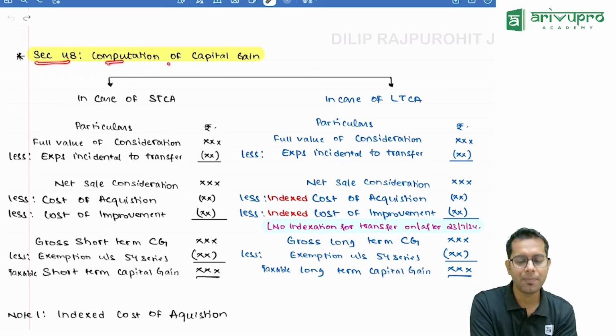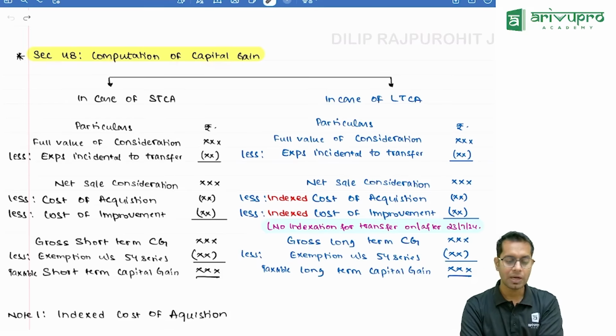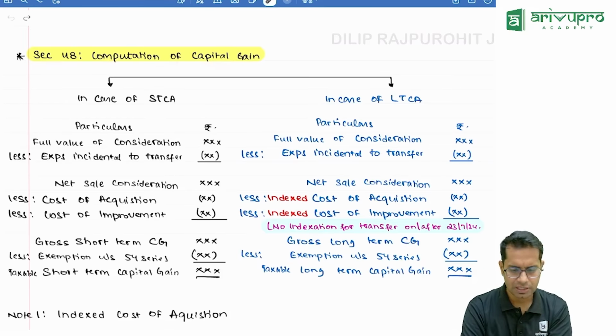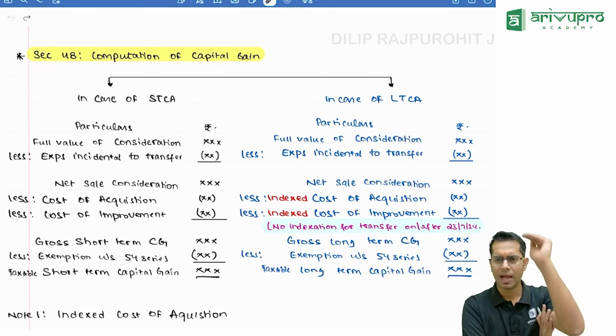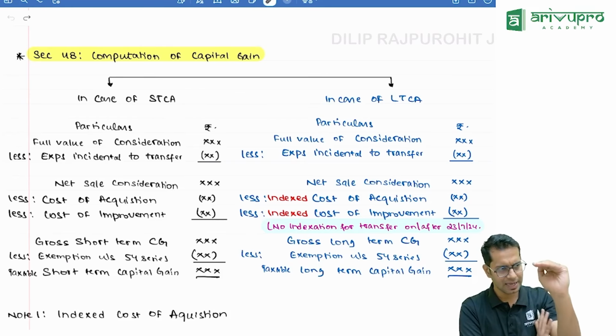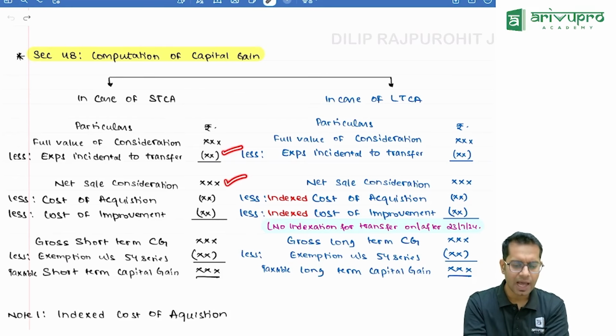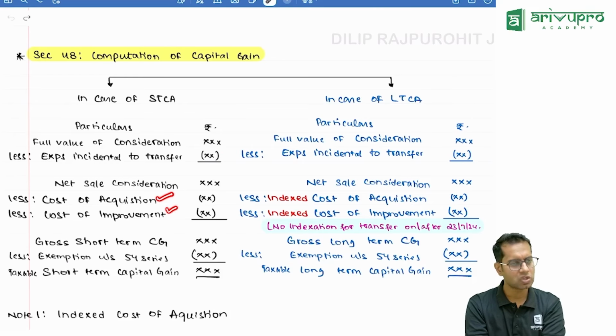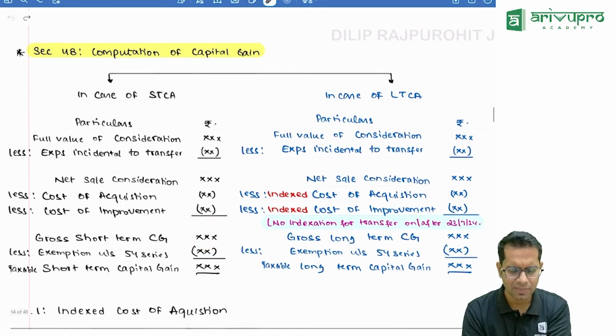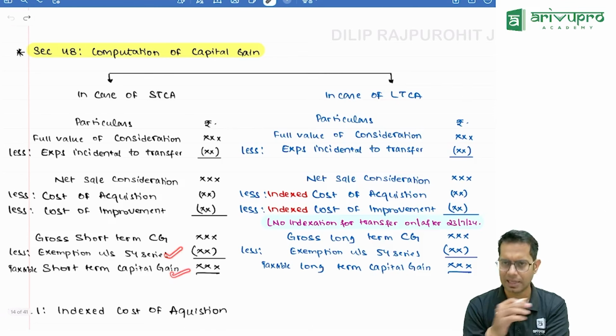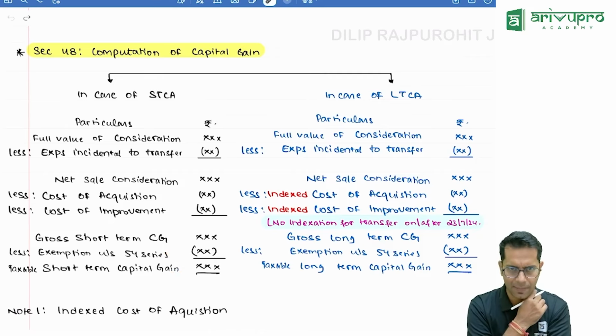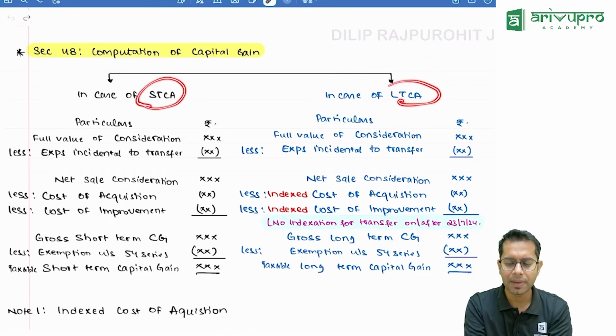Section 48, computation of capital gain. Now, in computation of capital gain, there is a small change. Normally, how do I compute the capital gain? I take full value of consideration less expenses incidental to transfer. I will get my net sale consideration. From this, I will subtract my cost of acquisition and cost of improvement. I will get my gross short-term capital gain. Gross capital gain I will get. From that, I will subtract exemptions. I will get my taxable short-term capital gain. Now, this is for short-term capital gain. Whereas in case of long-term capital gain, what happens?